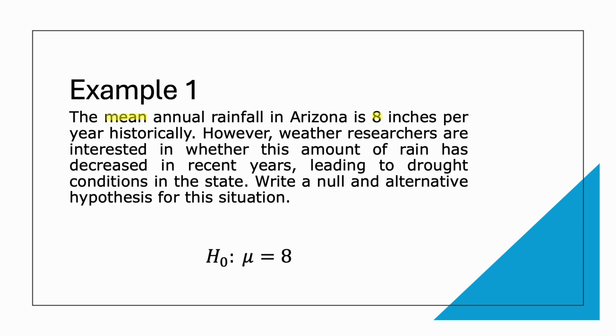Now for the alternative, I want to look at what the researchers think is happening. What are they trying to prove? They're trying to prove that the rainfall has decreased in recent years. Decreased means less than. So my alternative would say HA: mu is less than 8. And this becomes a left-tailed test.